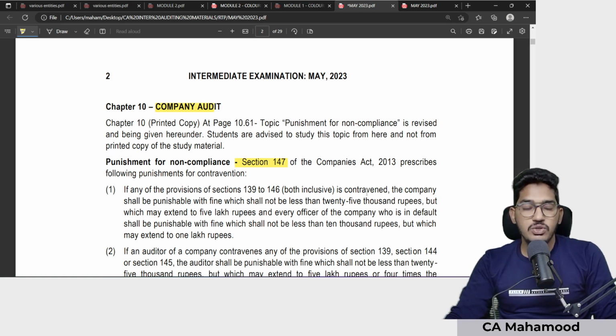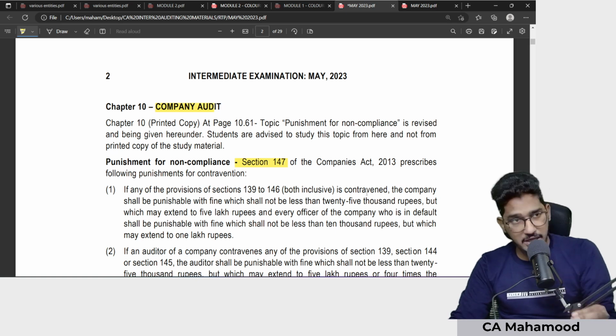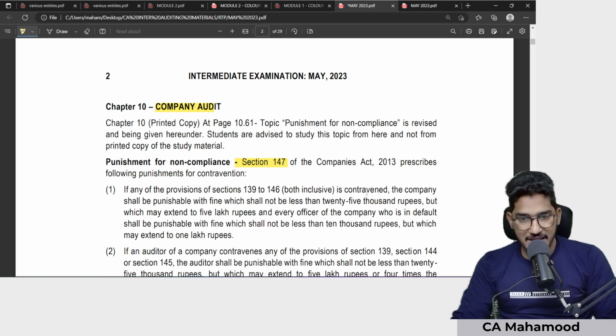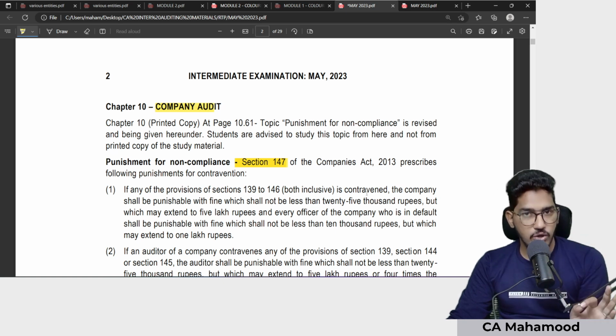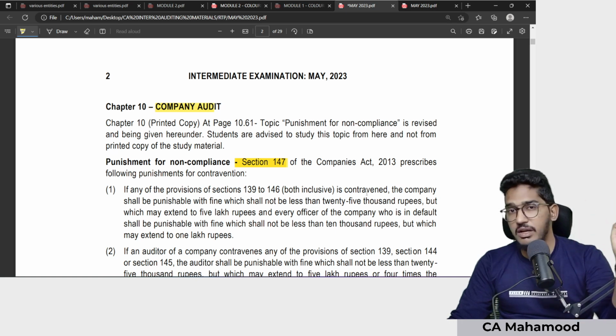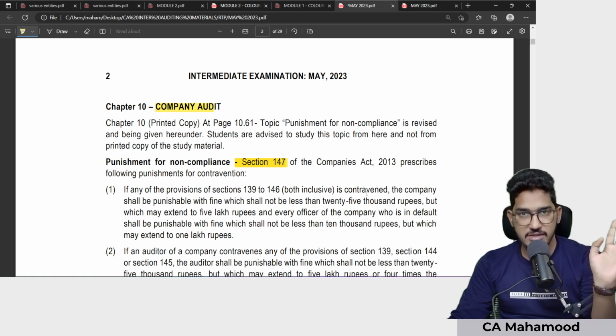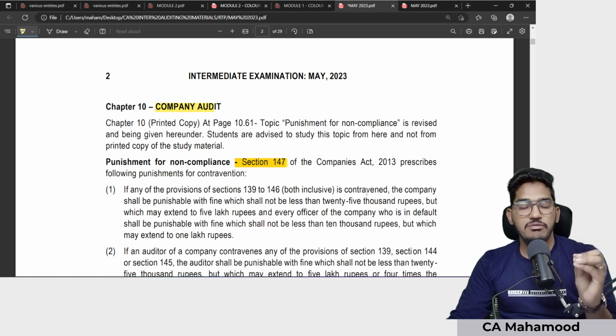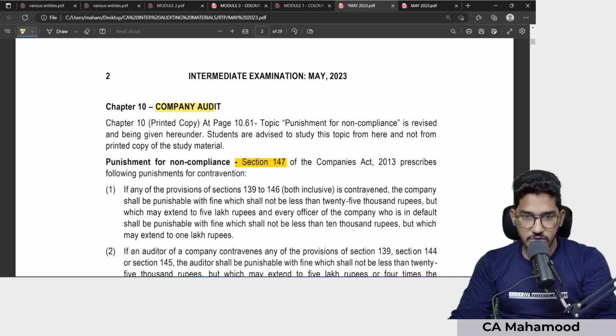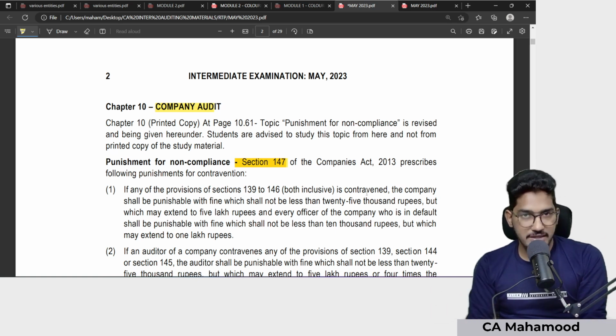If any of the sections of the Companies Act relating to company audit are violated, then Section 147 has prescribed some penalty related matters. Section 147 of the Companies Act is exclusively talking about penalty. If any of the sections from 139 till 146 are violated, what penalty the company or auditor has to pay, that Section 147 is talking. Understood? So Section 147 is the penalty related section.